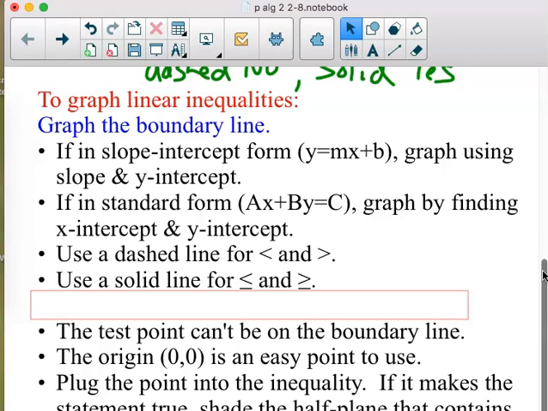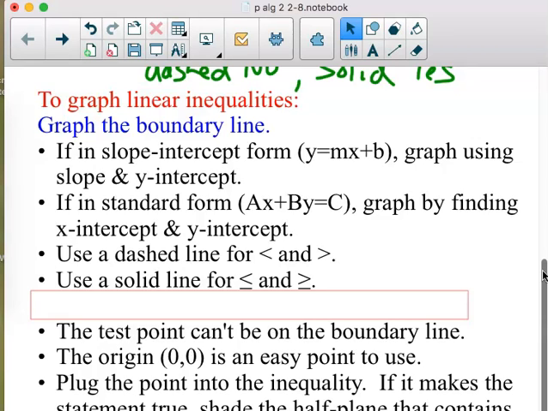If it's in standard form, ax plus by equals c, love that one too. Some method of these will be fast ways of graphing. And that'll give us our x and y intercept, 2 points to determine the line.